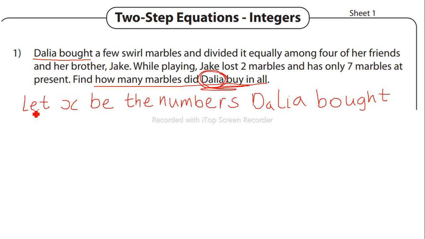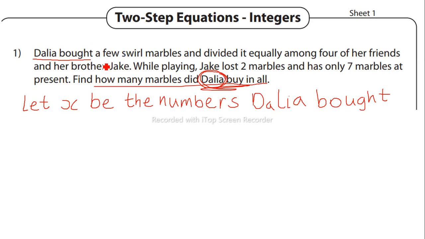So if X is the number of marbles Delia bought, we don't know exactly how many marbles she bought, but we say, you know what? Since we don't know, we know it has to be a specific number. So we're going to call that number that we don't know X.